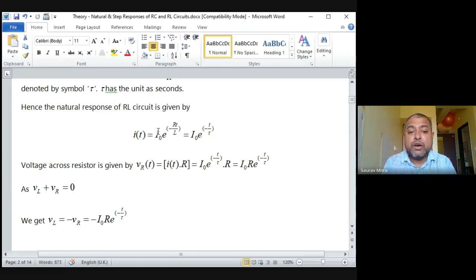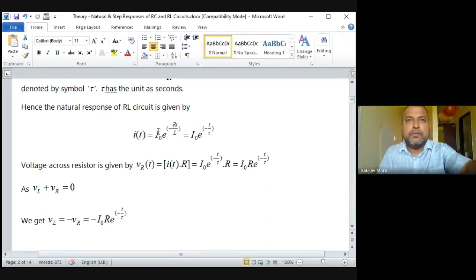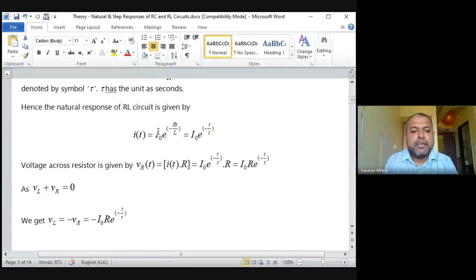The answer is the inductive current decays exponentially. But how fast or how slow depends on the value of tau. If the tau value is very small, the decay will be very fast. Likewise, if the tau value is big, the decay will be slow. The voltage across the resistor is given by i(t) into R, so I0 R into e raised to minus t by tau. So actually you have found out the current in the natural circuit.